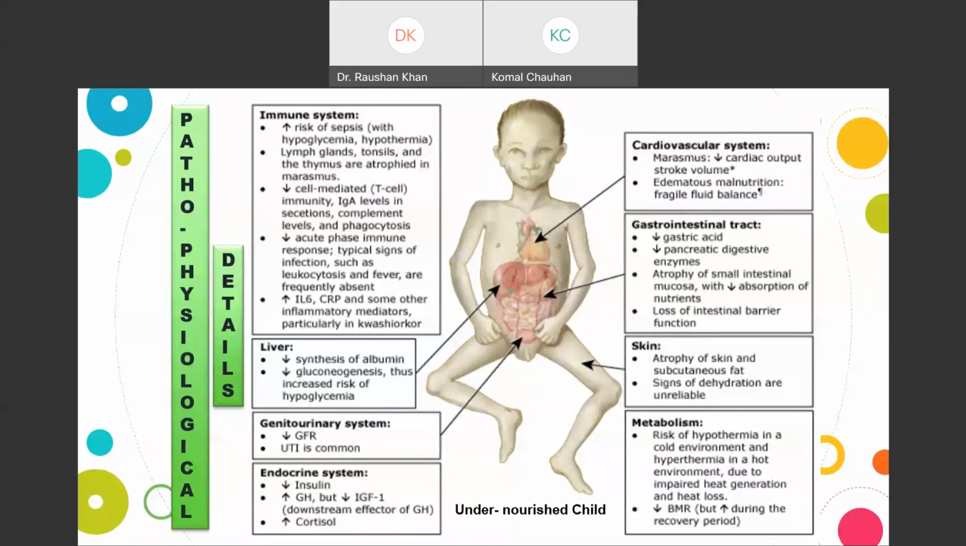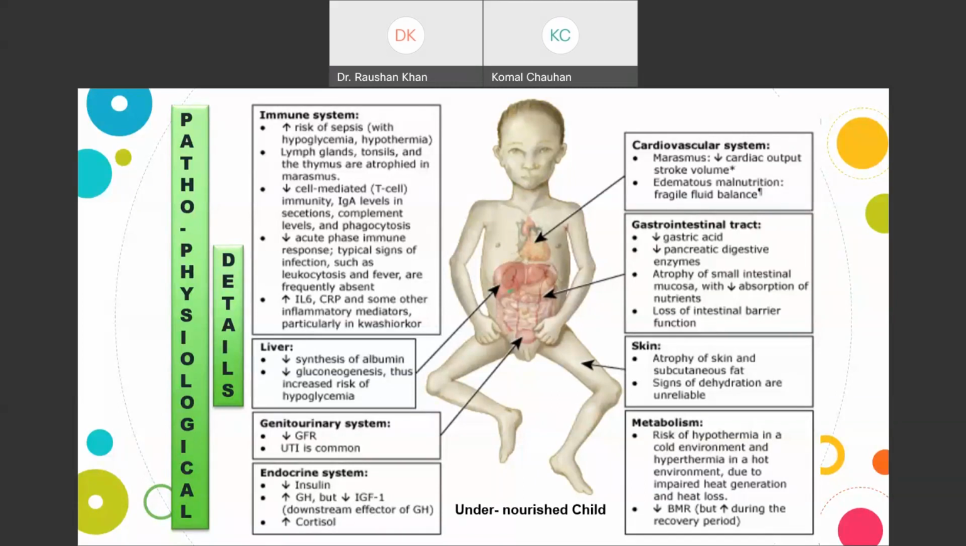Like in a normal person, what happens when our immunity is compromised? The first sign and symptom which our body shows is fever. Basically, the temperature of the body increases in case of an infection, bacterial, viral, any infection. But in a malnourished child, what happens? The typical signs of infection will be missing. The child will be suffering from some kind of infection, but the body will not be able to showcase it through the first sign and symptom, that is fever, that is absent in a malnourished child. Then some other inflammatory mediators are also there, that is in kwashiorkor.